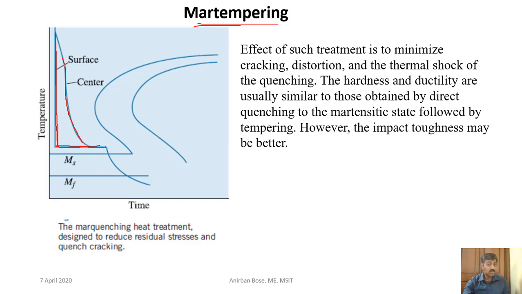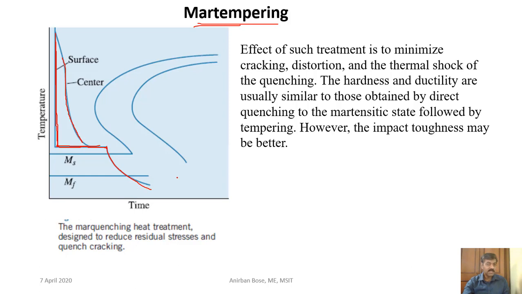So what is done, just before the martensitic start temperature, some time is allowed, but the time should not be such that the bainitic transformation starts. It should be before the bainitic transformation. Then this thermal gradient will no longer be there, the chances of thermal cracking will be less, and then it is cooled to room temperature.